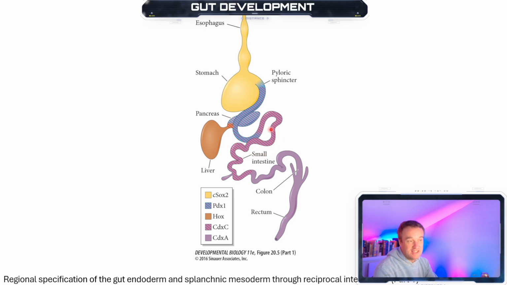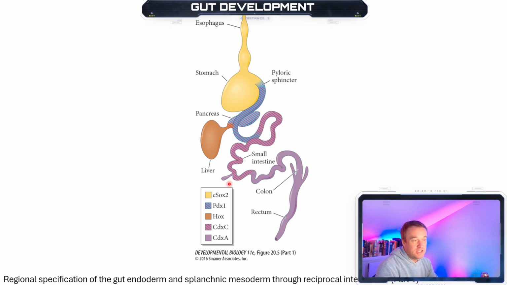specify the small intestine. HOX here is specifically for the branching off of the liver and the pancreas, which we'll talk about in another video, the specifics of the liver and the pancreas, because there's also influence here from the heart and aortic artery and the vitelline veins and things like that.